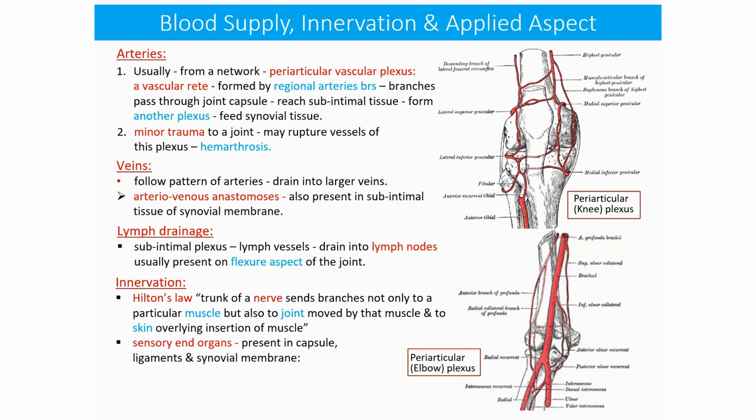The sensory end organs are present in the capsule, ligaments, and synovial membrane, and these are free nerve endings for pain and Ruffini corpuscles for proprioception.